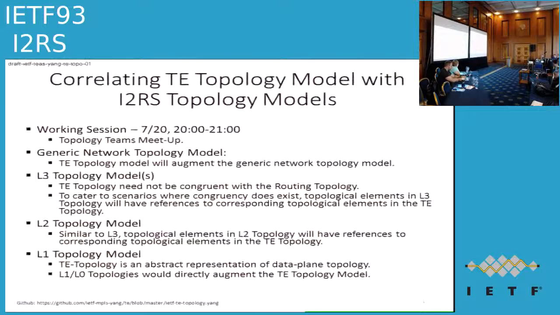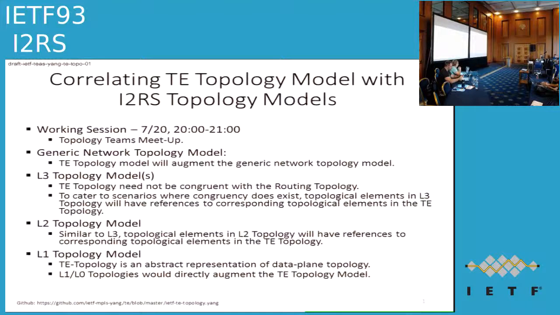To cater to where the congruency does exist, the topology elements in the L3 topology will reference corresponding. That way, if you pull a full topology model, you can see where it's corresponding and where it's different. The same thing will happen at L2, and it will reference it. That way you can know your whole topology model for layer 0 through service layer in the generic way, and you can know the full topology database in TE, and you will know where they intersect. I think that will give us great information about the network for the programming interface.